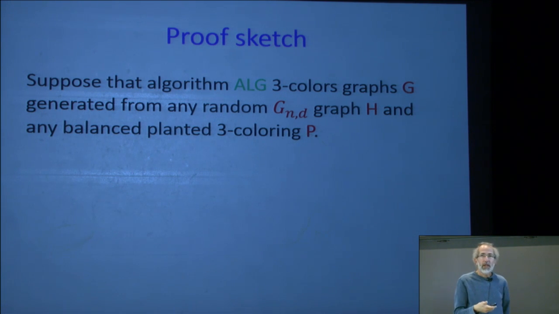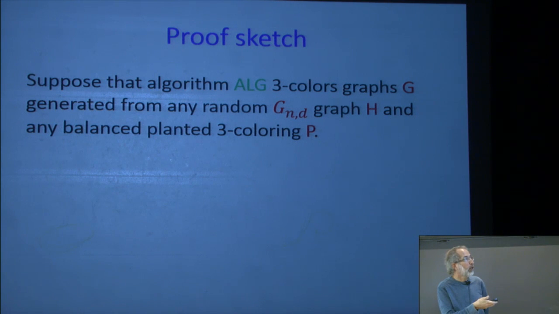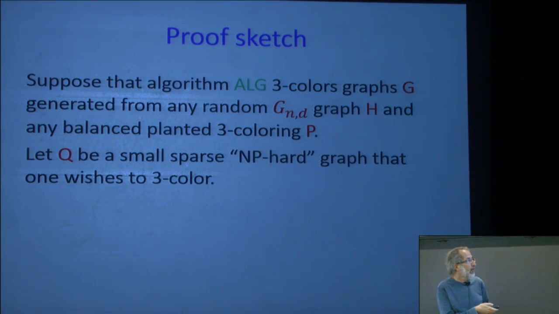So suppose there is some algorithm, let's call it ALG, that can three-color graphs G generated from most random G(n,d) graphs H, with any balanced planted three-coloring in them planted by an adversary. So we would like to use it on some other graphs.